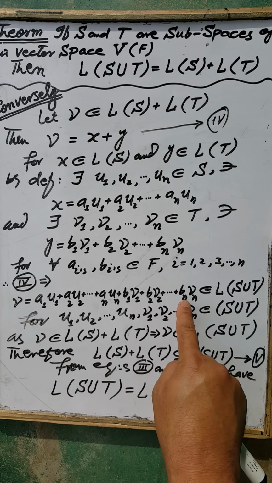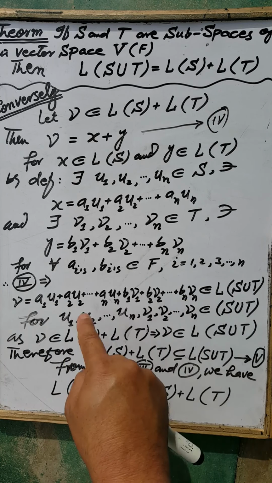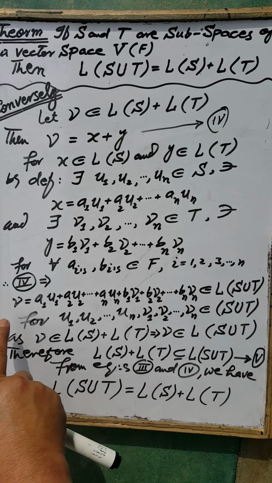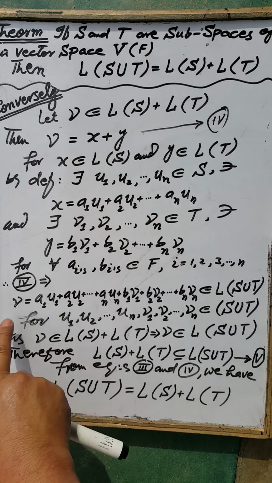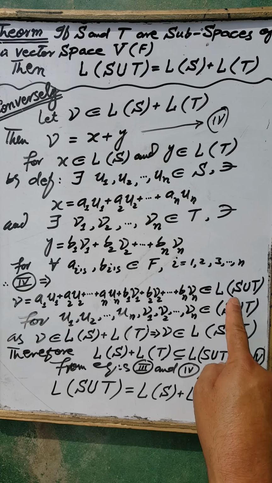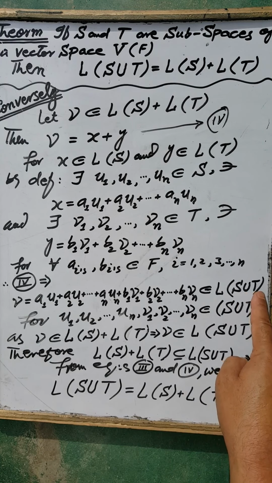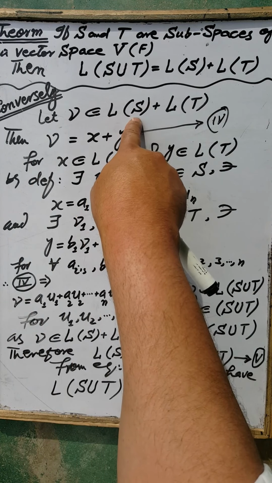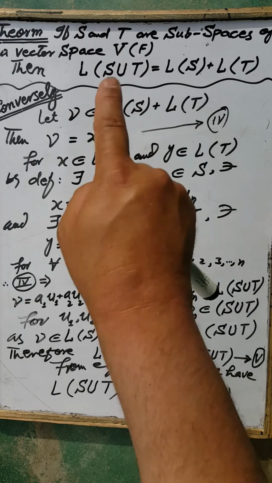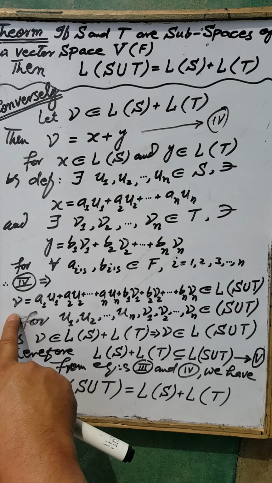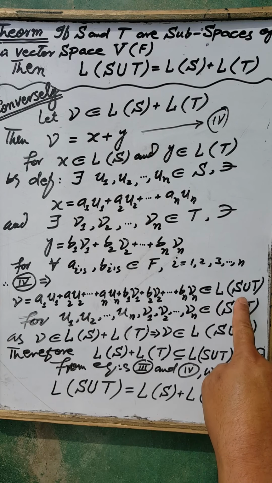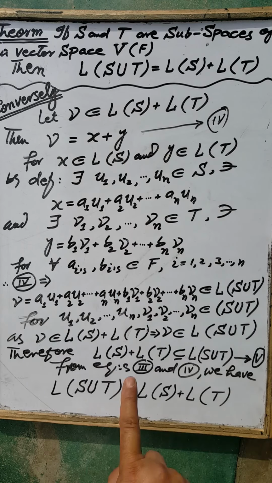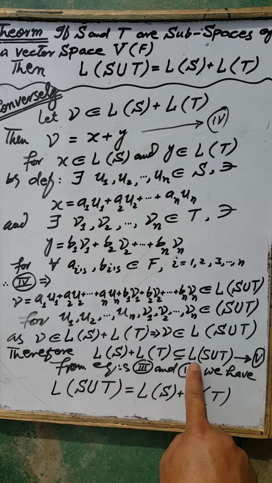And the linear combination of these elements is an element of the linear spanning set spanned by the set S union T. That is, the element v, which is an element of the linear spanning set spanned by the set S plus the linear spanning set spanned by the set T, is also an element of the linear spanning set spanned by S union T. Therefore, this set is a subset of this set, according to the condition.